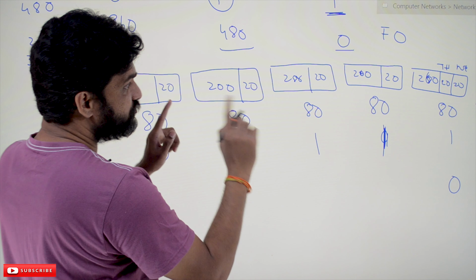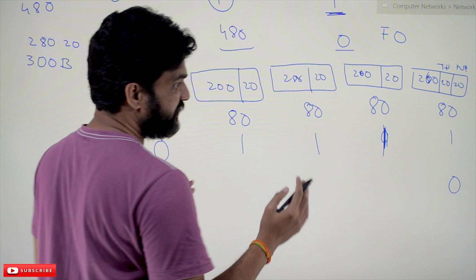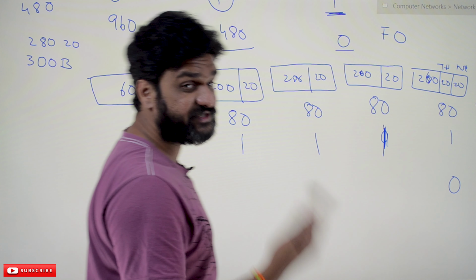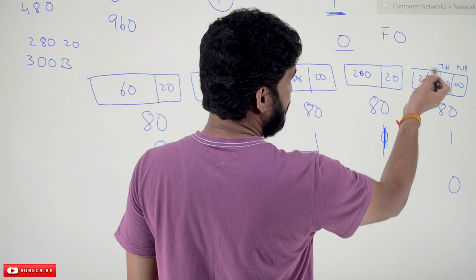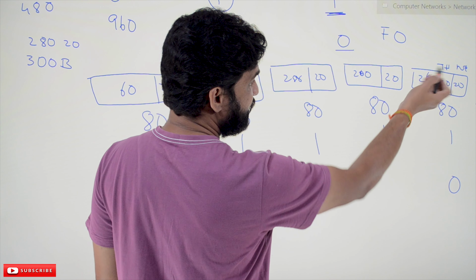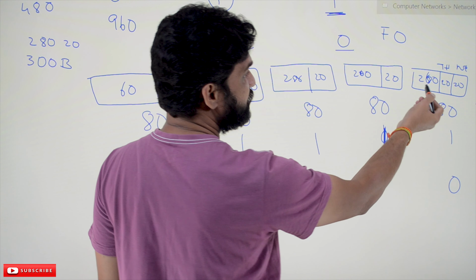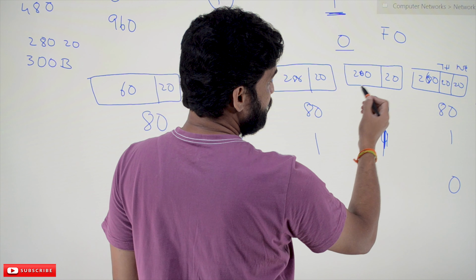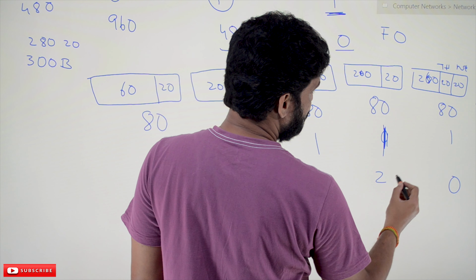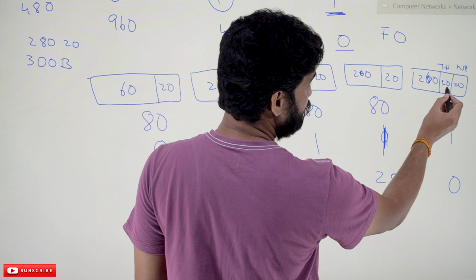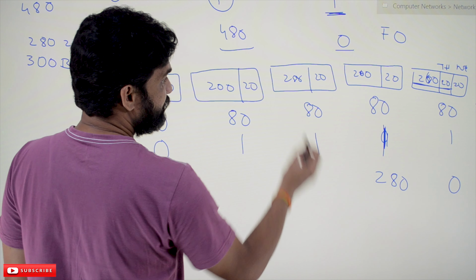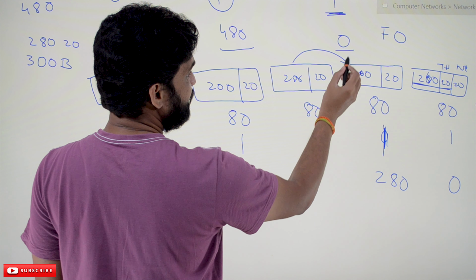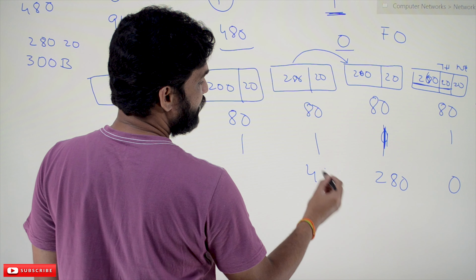Between these two, how the fragments have been divided and the fragment offset has been set, that we will try to understand. If you take this, are there any data bytes ahead of it? Yes, there are. It is 280. The number of data bytes ahead of it, including the transport header, is 280. For example, if you take this, are there any? Yes, there are. It is 480.